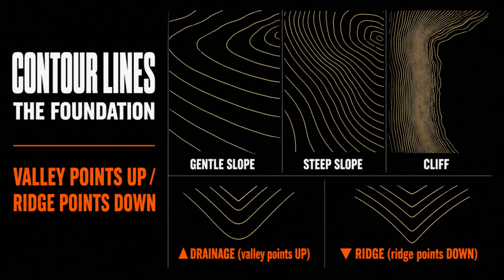Spread apart lines means gentler slopes, right? Tight lines means steeper slopes. Lines that nearly touch means cliff. And where lines form V shapes, that tells you whether you're looking at a ridge or a drainage. Now, here's the one rule you have to burn in. V shapes pointing uphill mean drainage. V shapes pointing downhill mean ridge. Valley points up, ridge points down. That single rule is the foundation of every terrain feature I'm about to show you, so lock it in before you move on.